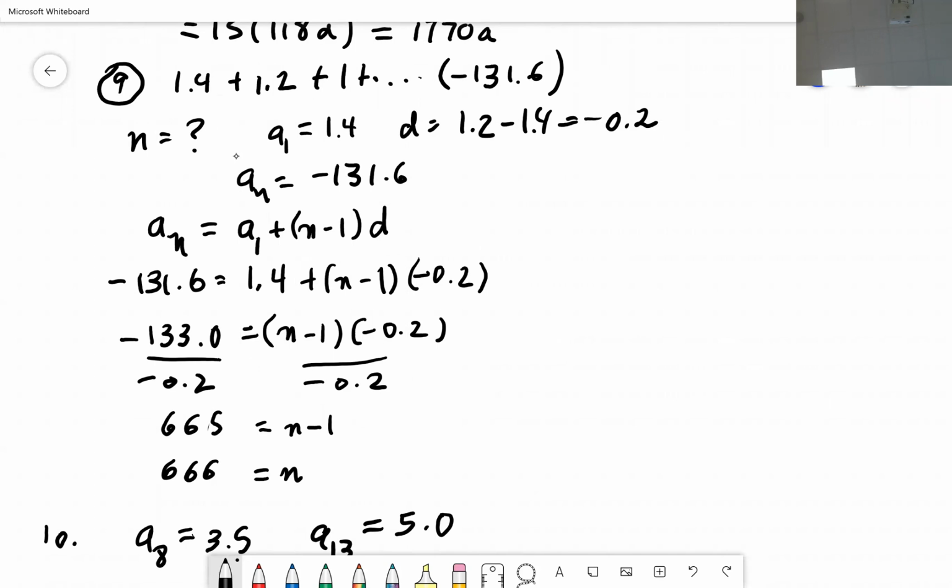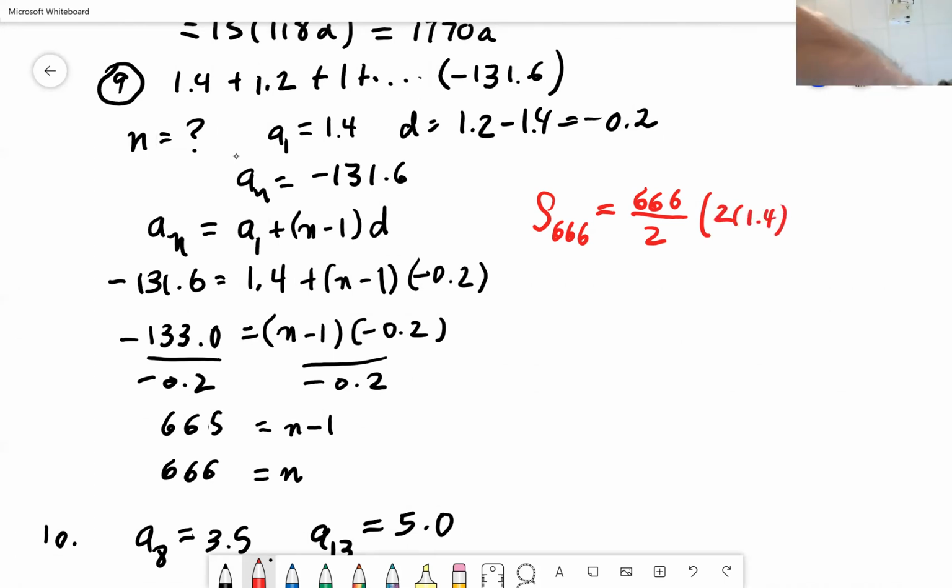So I'll do it here in red. S of 666 has to be equal to 666 divided by 2 times twice the first number, twice times 1.4, plus, is it okay I write 665? Yes. Times the common difference of negative 0.2.